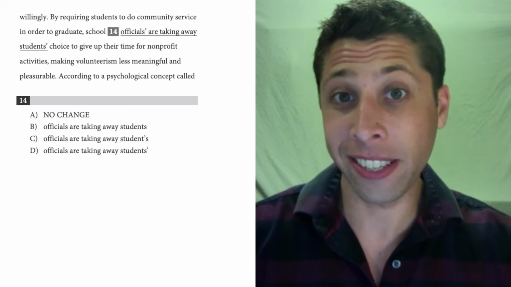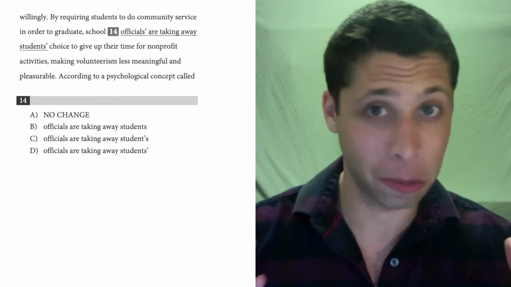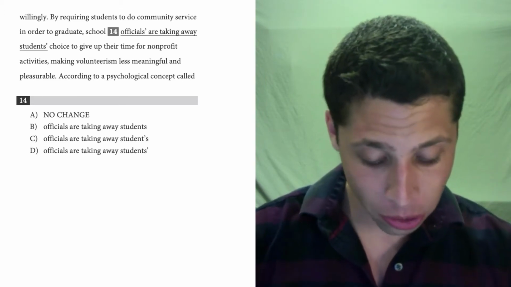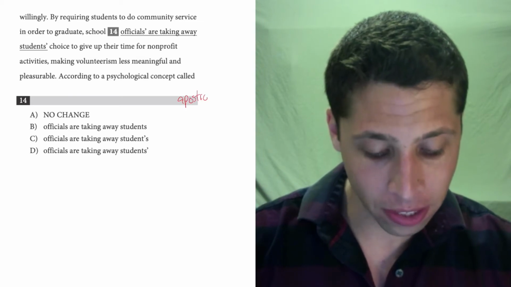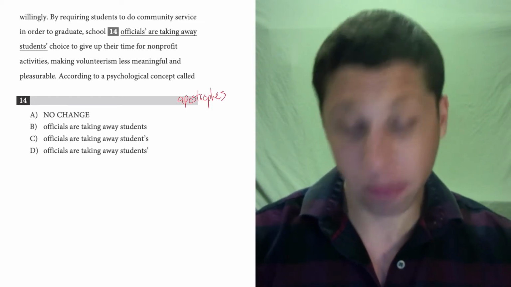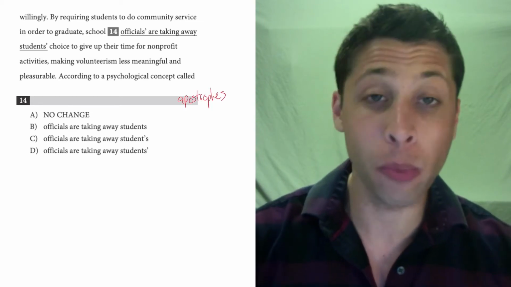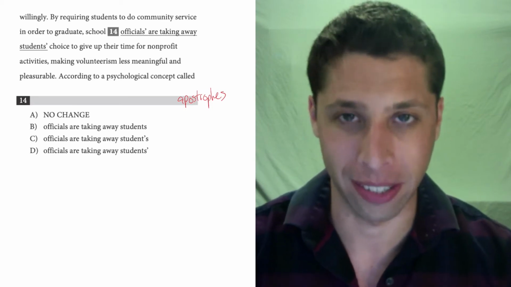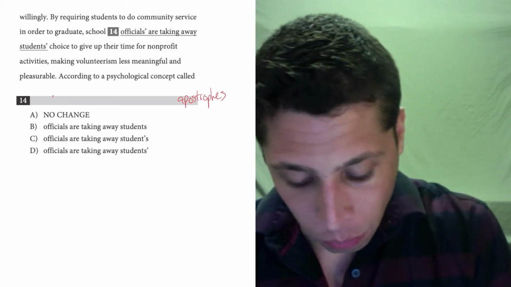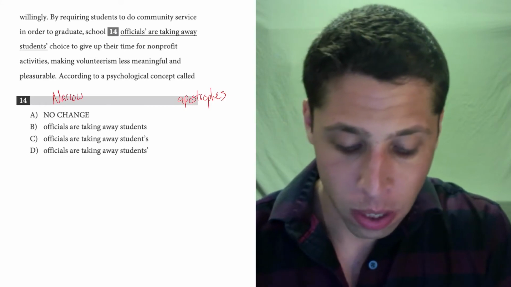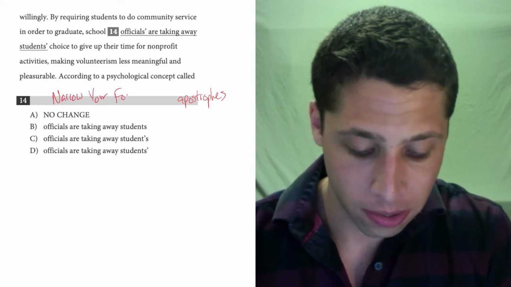All right, this one is easy to predict the question. The choices are telling us pretty loud and clear that this question is about apostrophes, because that's what's different from all the choices. They're worded the exact same way, except there's apostrophes in different places. So this is a great example of where you should narrow your focus.